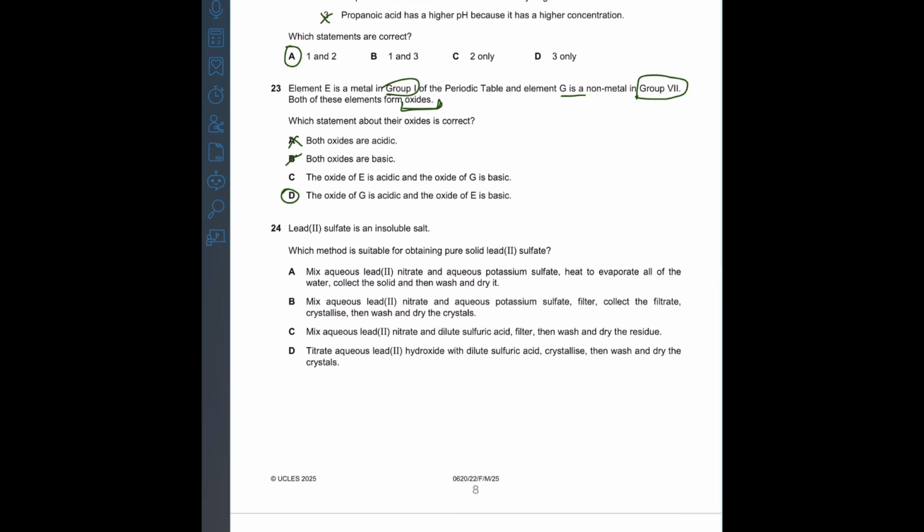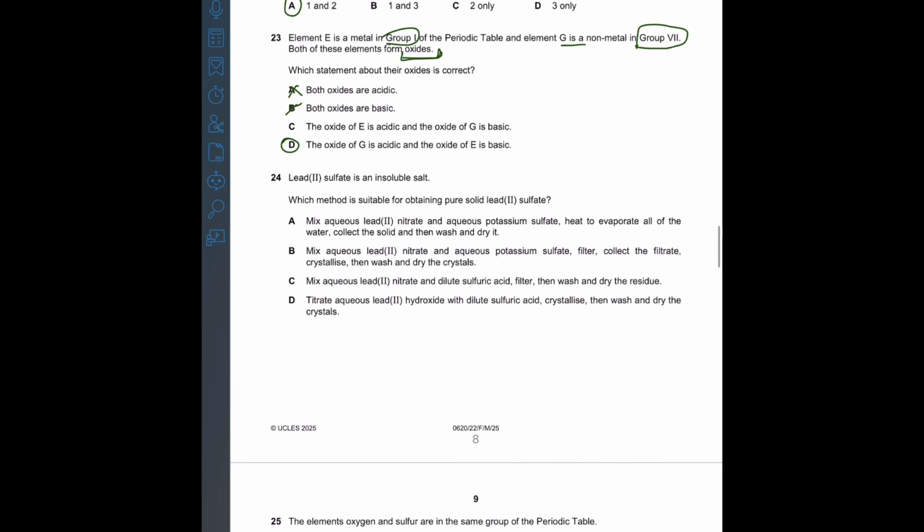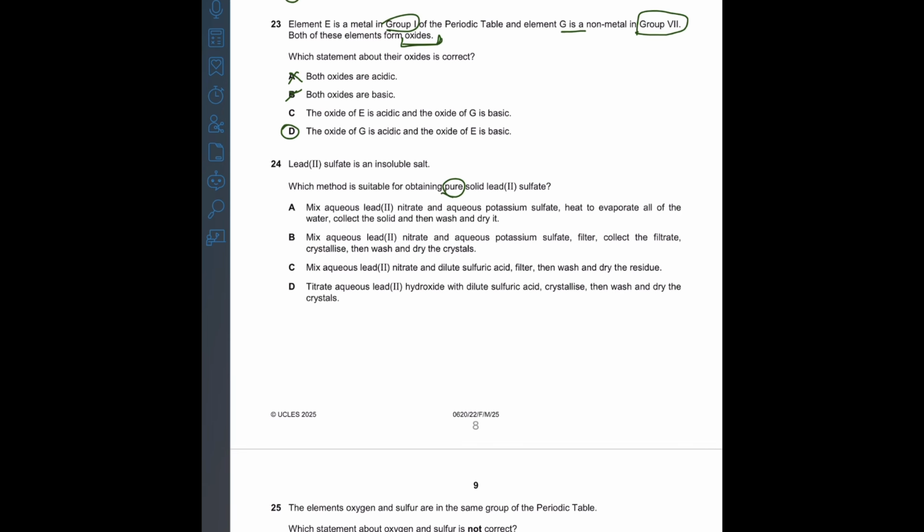Lead sulfate. Lead(II) sulfate is an insoluble salt. This is one of the exceptions for sulfates. Lead sulfate is insoluble. And we are asked which method is suitable for obtaining pure solid lead sulfate. We need solid and also it should be pure.